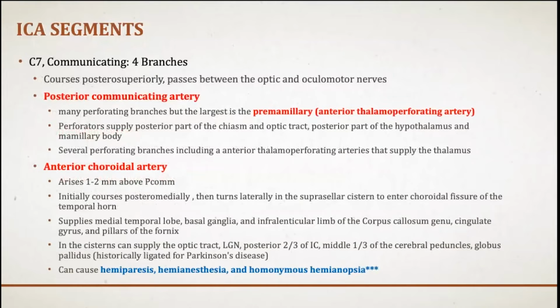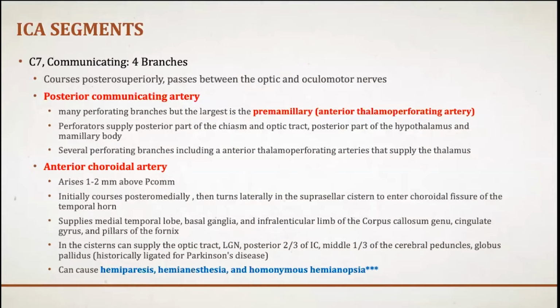The last segment of the ICA, and probably the most important to understand, is the communicating segment, which has 4 branches. So the first branch that comes off after the ophthalmic and the superior hypophyseal is the posterior communicating artery, or the PCOM. And this has many perforating branches. The largest is the premammillary, or the anterior thalamo-perforating artery. And the posterior communicating artery is the artery that communicates between the anterior circulation and the posterior circulation. So that's why, of course, it's called the PCOM, or the posterior communicating artery.